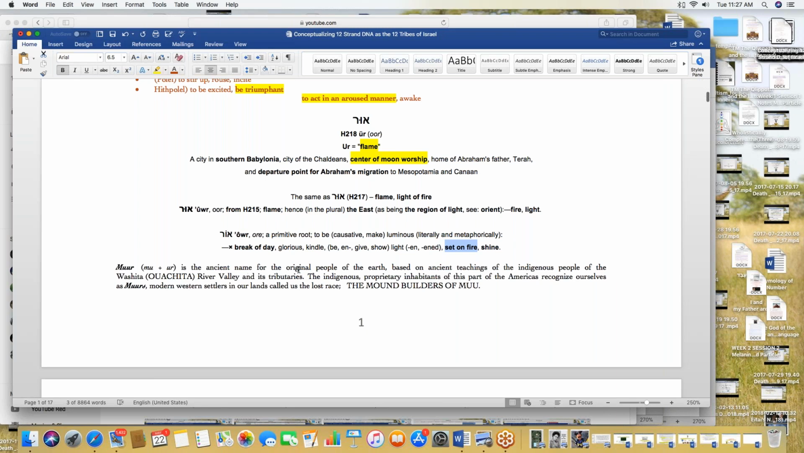Is the ancient name for the original people of the earth. That is us. Based on ancient teachings of the indigenous people of Washita, of the Washita River Valley and its tributaries. The indigenous proprietary inhabitants of this part of the Americas recognize ourselves as Moors. Modern Western settlers in our land called us the lost race.